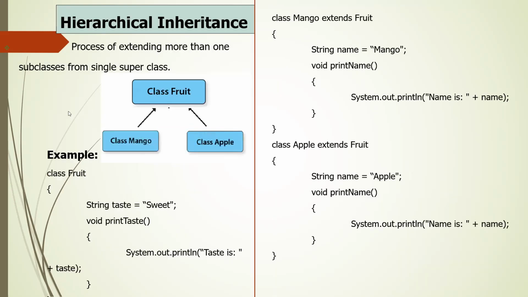Hierarchical inheritance is the process of extending more than one subclass from a single superclass. There will be more than one subclass for a single superclass. Here the same example is taken, but we use two child classes. So two fruits we are going to represent: the first one is mango, the second one is apple.